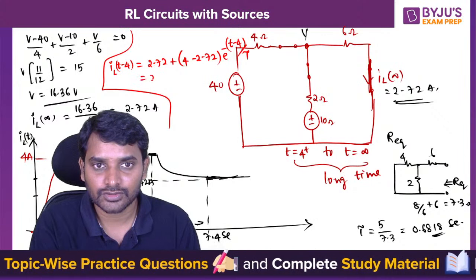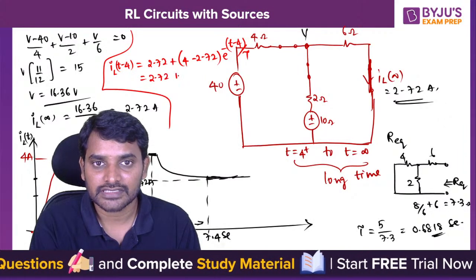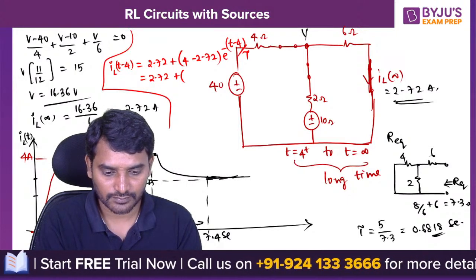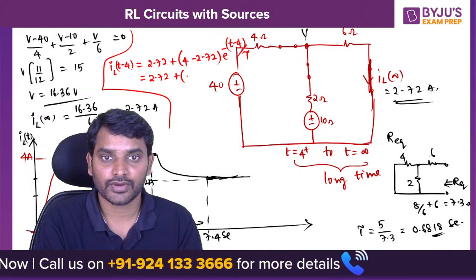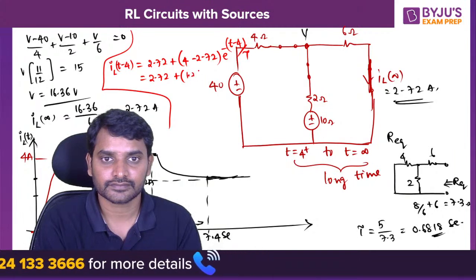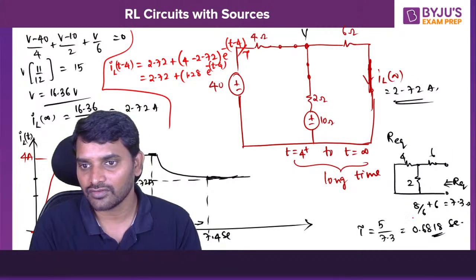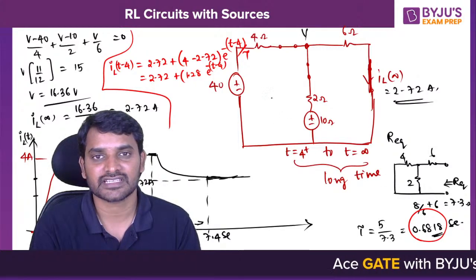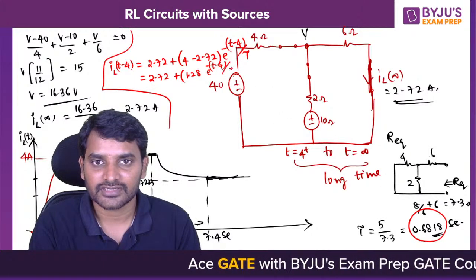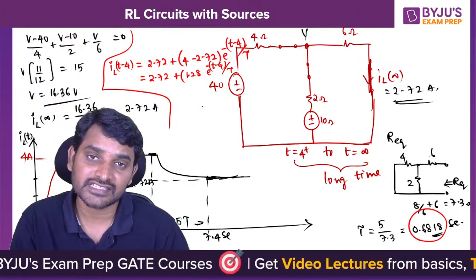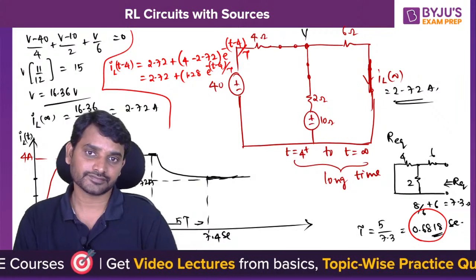So 2.72 plus 4 minus 2.72, you'll get 1.28, into e power minus t minus 4 by tau. Anyhow, tau we have got as 0.67681. Like that you can substitute. So this is the current equation. So be careful if the switching instants are separated.